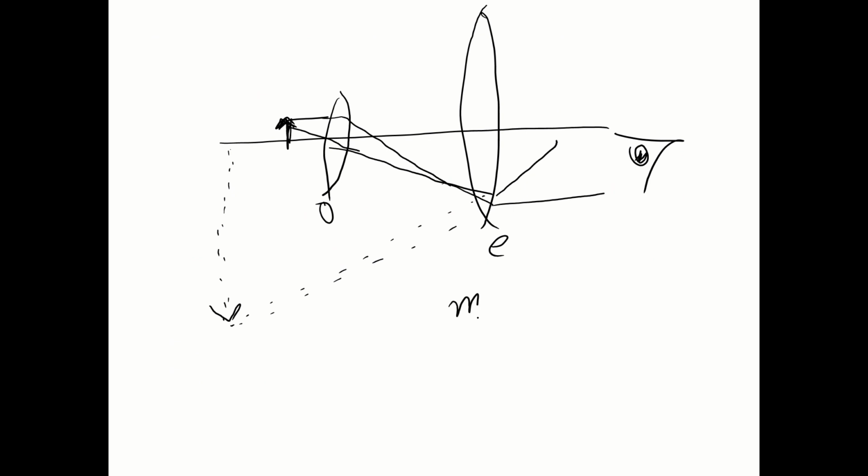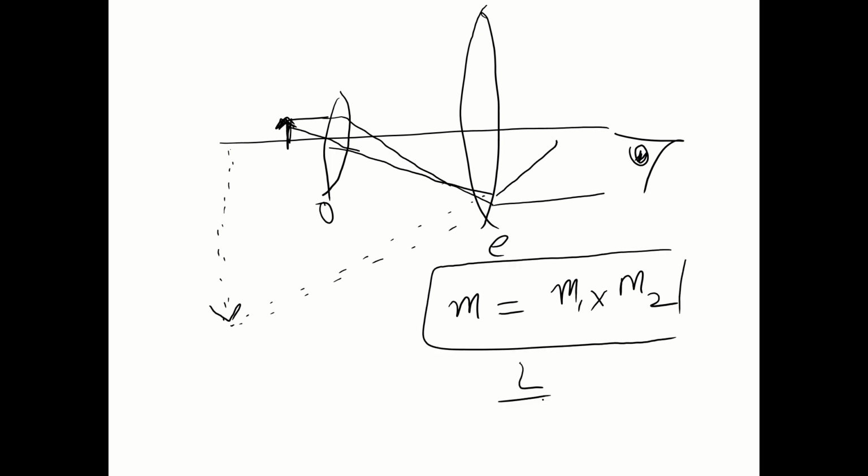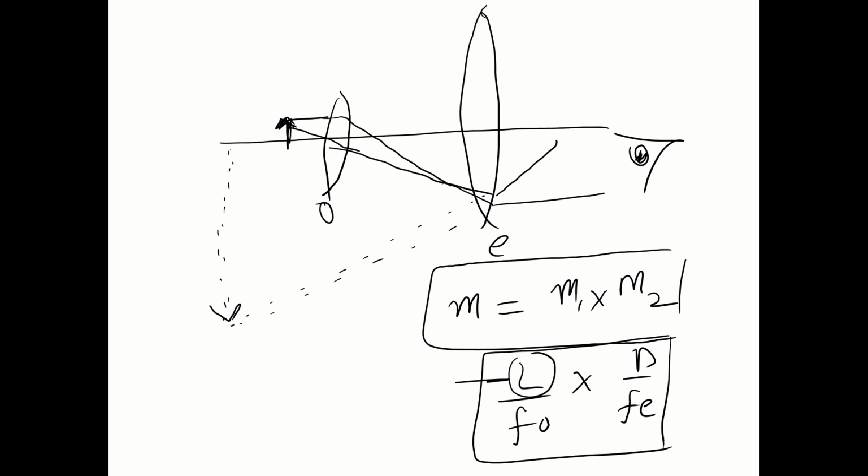See, magnification of a microscope is equal to magnification of the first lens times magnification of the second lens. So it's around L upon Fo into D upon Fe. What is L here? It's the length of the tube. Okay. This is the focal length of the objective. This is the focal length of the eyepiece. And D is the distance, this distance, between the image and the eyepiece lens. Okay. So this is the formula.